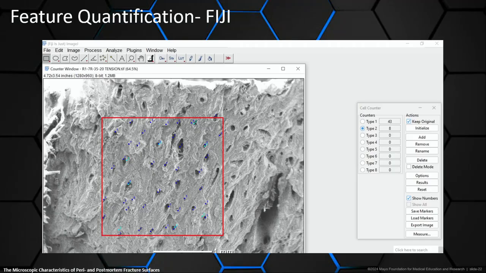We created 2 millimeter square ROIs in each tension zone image that was selected and used cell counting in Fiji to quantify the features and their relative percentage. Osteon pullout and delamination were quantified by how many osteons exhibited the feature versus total osteons. For delamination, the osteon was counted if greater than 50% of the osteonal lamellae exhibited delamination. Microfractures were simply quantified.